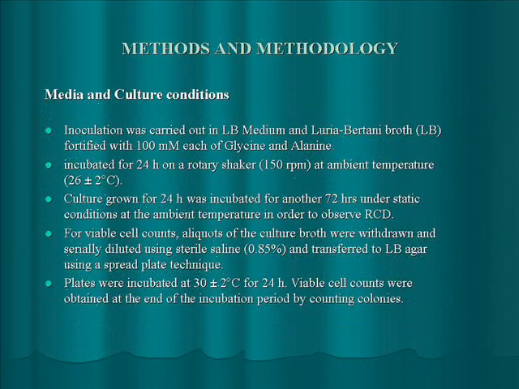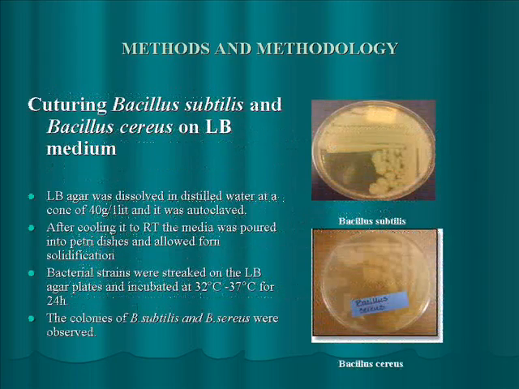Inoculation of bacterial strains was carried out in LB media and LB broth fortified with 100 millimolar concentration of each glycine and alanine. It was then incubated for 24 hours on a rotary shaker at 150 rpm at ambient temperature, 26 to 32 degrees centigrade. The culture, after being grown for 24 hours, was again incubated for another 72 hours under static conditions at ambient temperature in order to observe rapid cell death.